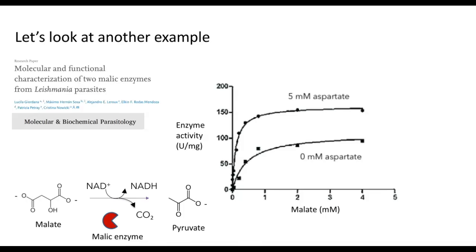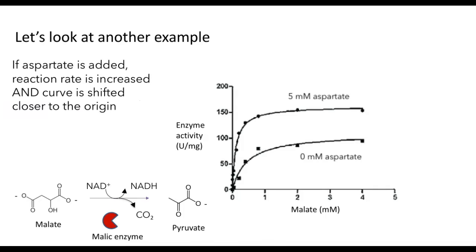And what I hope you'll see is this, right? It looks like that when we add aspartate, the reaction rate's increased, and the curve is shifted closer to the origin. So if you look at the value for 2 millimolar, it's higher when aspartate is present than when it's not present. So it looks like the velocity is higher. And then it also looks like the curve is being shifted to the left, right?